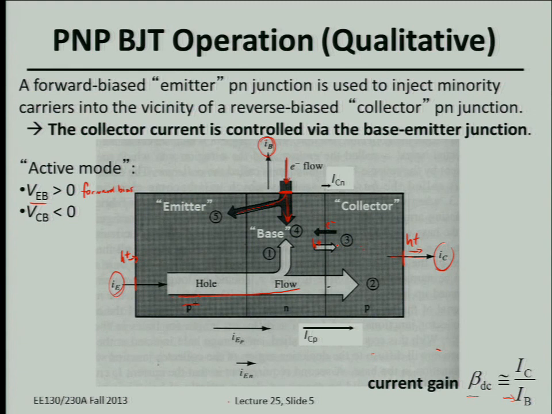So there are multiple components of current flow here. Does anybody have any questions about any of those? This is a qualitative picture, and we're just going over qualitative understanding today.